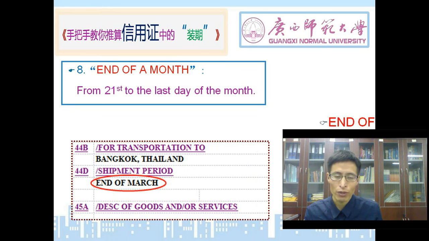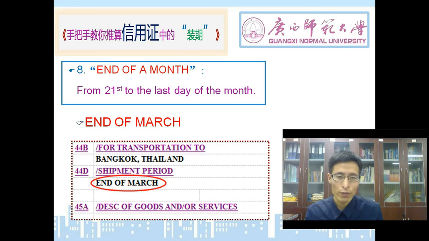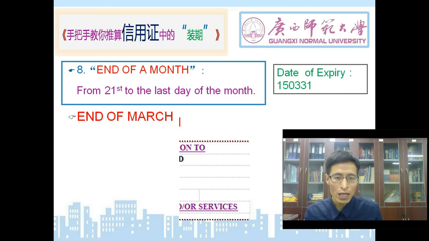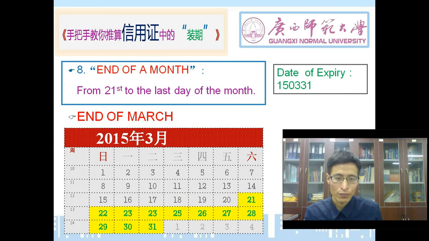And let's go on to learn the eighth way of English expressions about shipment period, that is end of a month. So here you have to remember that this expression refers to the date from 21st to the last day of the month. And also we use this expression end of March as an example to illustrate the principle of these expressions of the period of time as the time of shipment. Here is the illustration. It refers to 21st to the last day, and the last day here in March is 31.